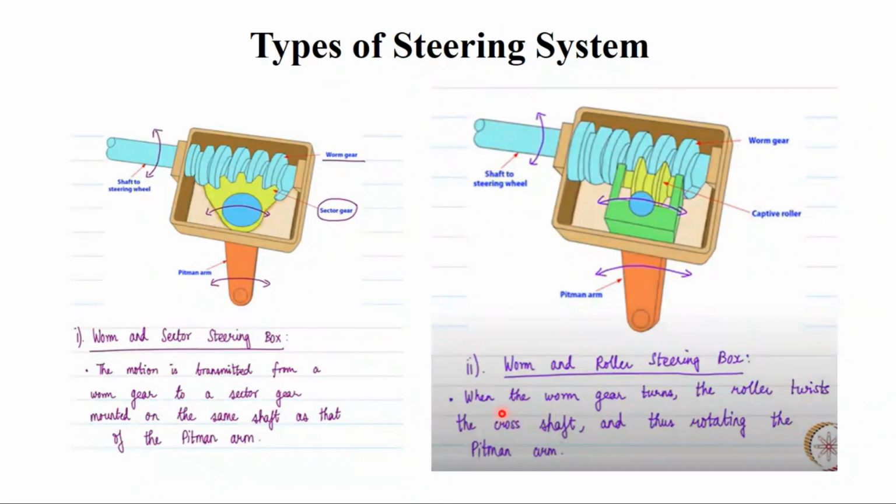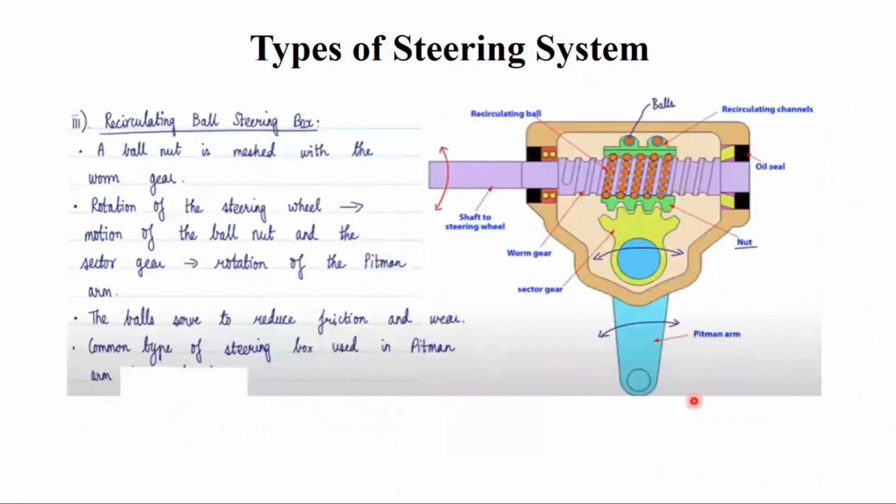And what happens when the worm gear is turning? The roller will twist the cross shaft. This will twist the cross shaft, and it will rotate the pitman arm. Okay, so which means same mechanism, similar to that of the last one. It will rotate the pitman arm, and that pitman arm will convert the rotation movement into the linear motion, and the load goes to the wheel and tire.